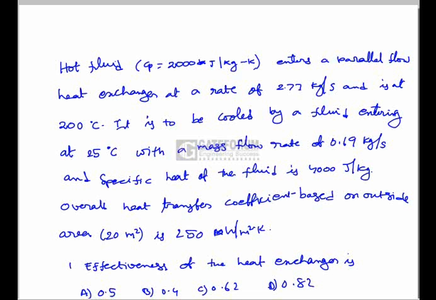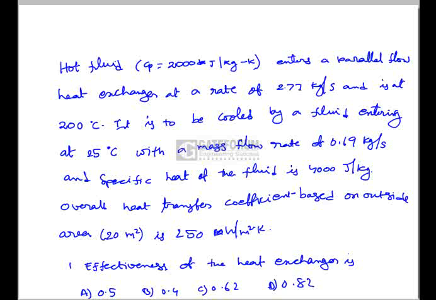Hot fluid of specific heat 2000 joule per kg Kelvin enters a parallel flow heat exchanger at a rate of 2.77 kg per second and is at 200 degrees centigrade. It is to be cooled by a fluid entering at 25 degrees centigrade with a mass flow rate of 0.69 kg per second, and specific heat of the fluid is 4000 joule per kg Kelvin. Overall heat transfer coefficient based on outside area of 20 meter square is 250 watt per meter square Kelvin.